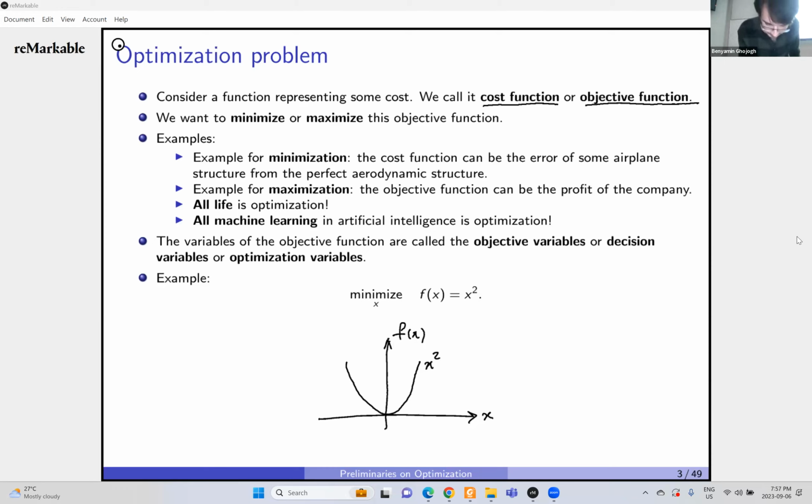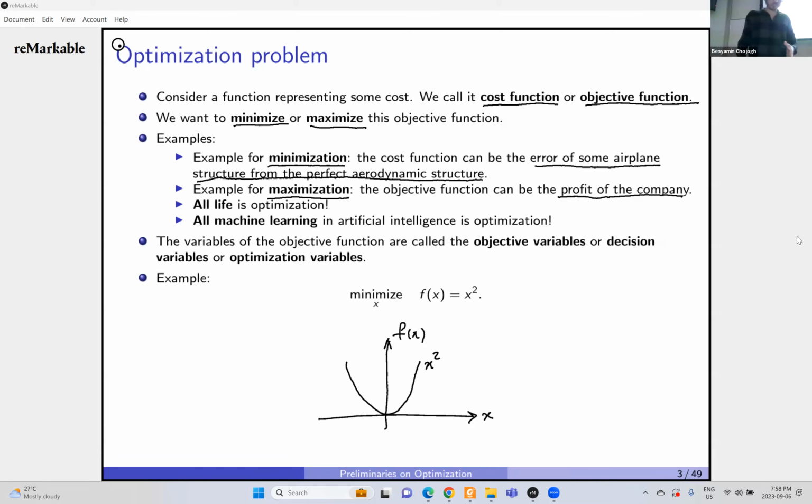We want to minimize this cost function, or sometimes it's the other way around. This is something we want to maximize, such as benefits or utility. Example for minimization: the cost function can be the error of some airplane structure from the perfect aerodynamic structure. By the way, I will upload the annotated slides also. Both slides and annotations will all be uploaded to Learn. Example for maximization: it can be the profit of a company, for example.